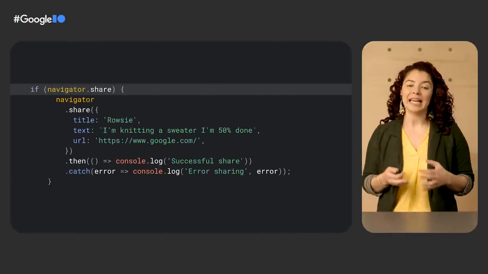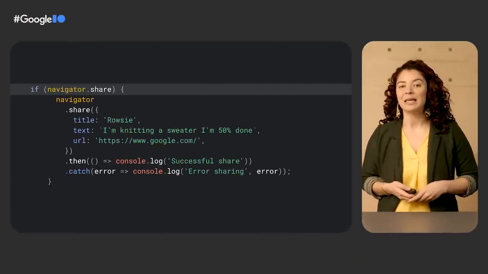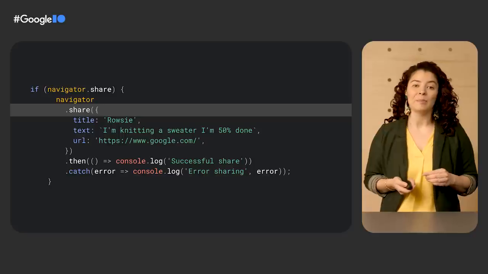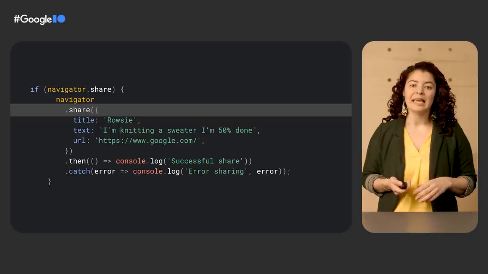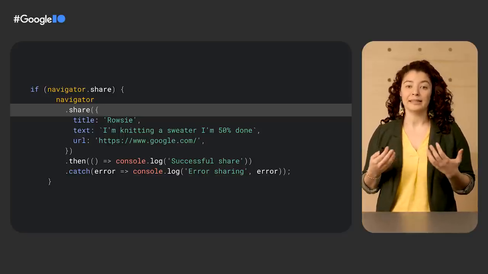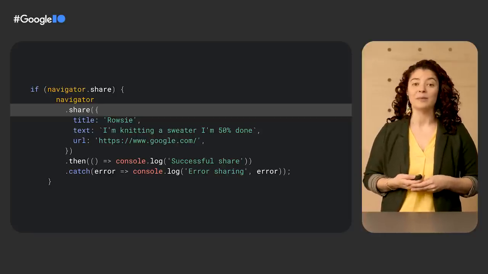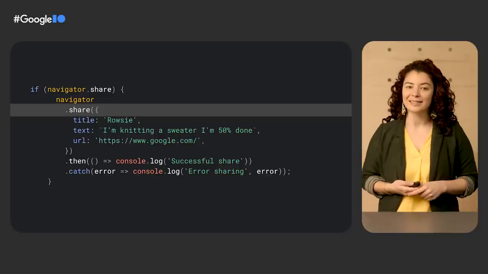To share from your app, first, the action needs to be initiated with a user gesture, like a click on a button. Then you'll check if the share function is available in the browser and use the share method to pass your sharing data. In this example, to share text and a URL, the share method receives an object with the properties title, text, and URL.